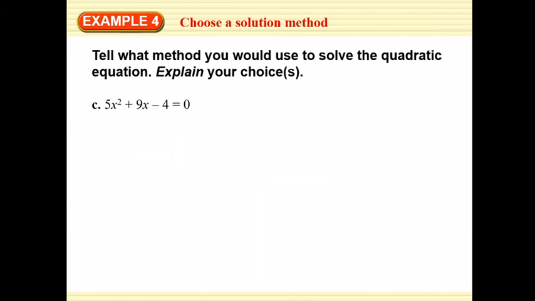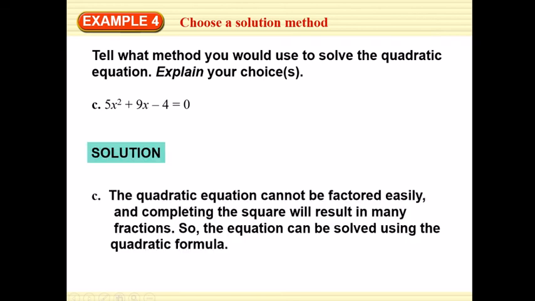Alright. C, 5x squared plus 9x minus 4 equals 0. The quadratic equation, because it cannot be factored easily. Well, how do you know that? Well, you try it and you fail. Alright, that's fine. Life is made up of mistakes and failures. You learn from them. Alright, and completing the square will result in many fractions. I have no problem with fractions. I like fractions, but you might not. So, you might have tried those options and didn't like them, so using the quadratic formula. It is a fail-safe method.